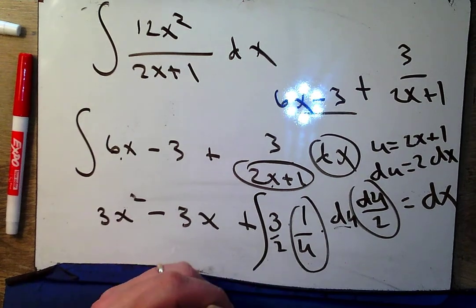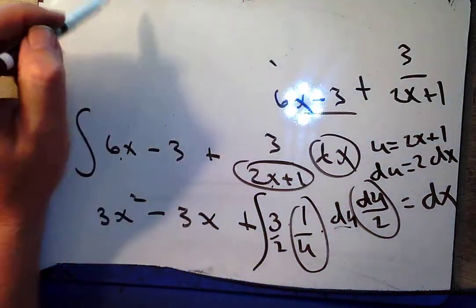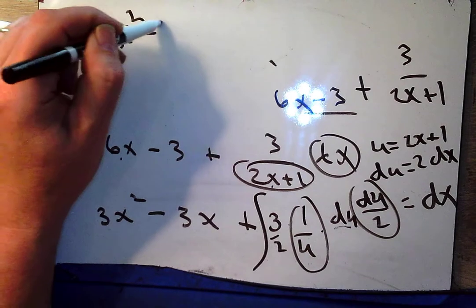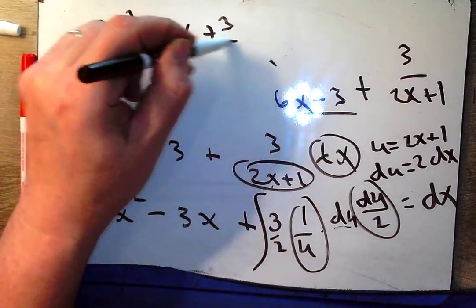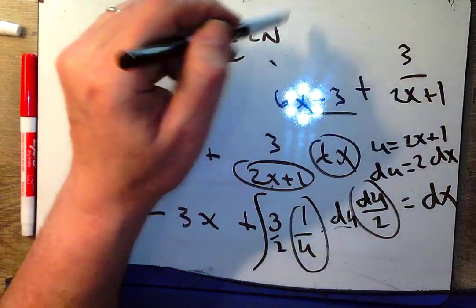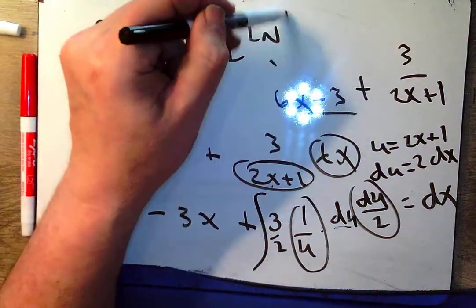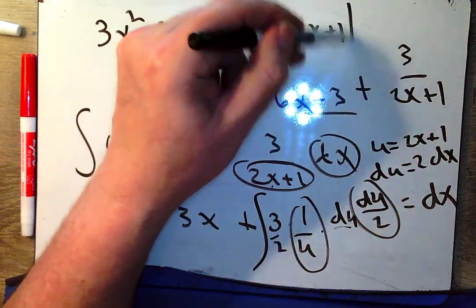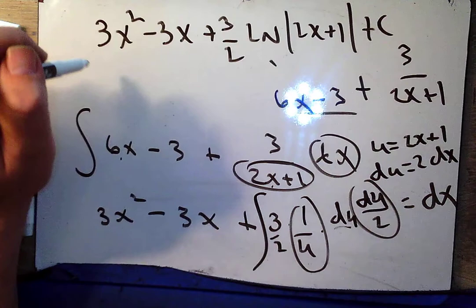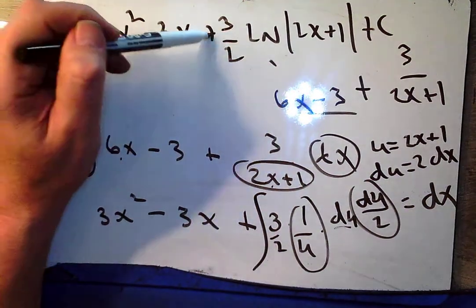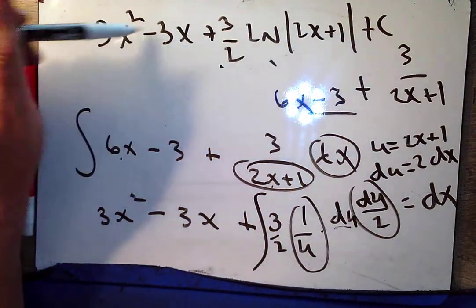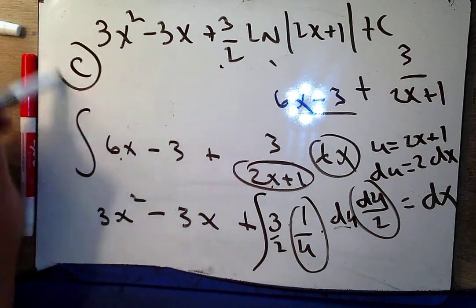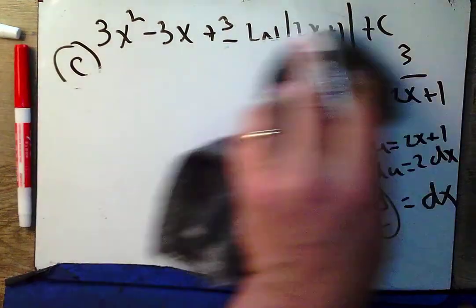Whose derivative is that? Well, that's ln's derivative. So I have 3x squared minus 3x plus 3 halves ln of u, ln of 2x plus 1 plus c. So 3 halves ln 2x plus 1 plus c. That looks like choice C to me. C for number 6.